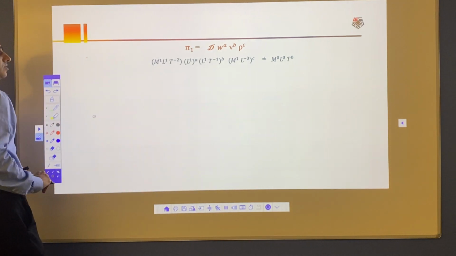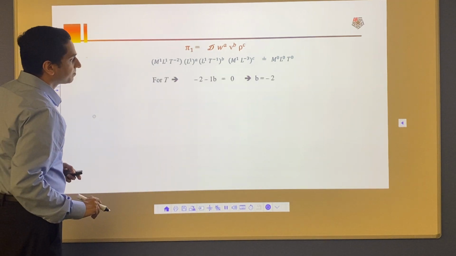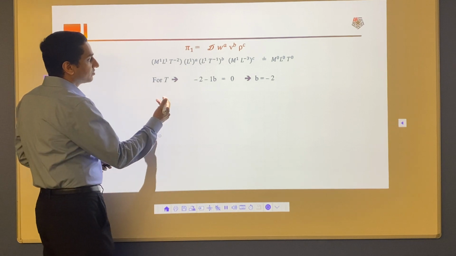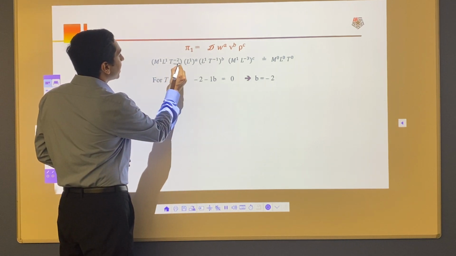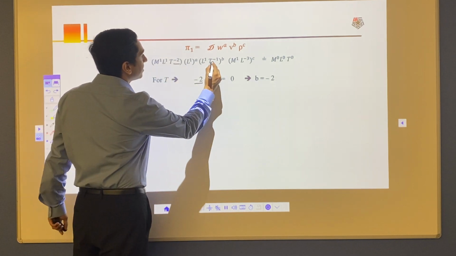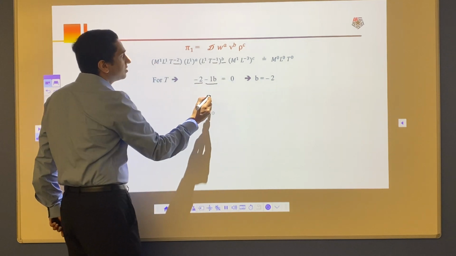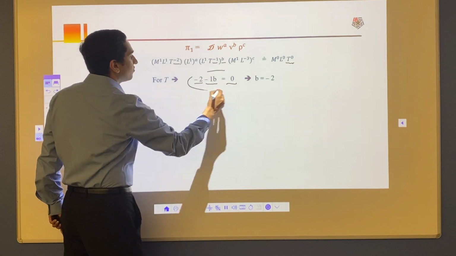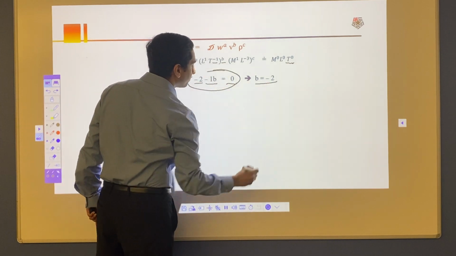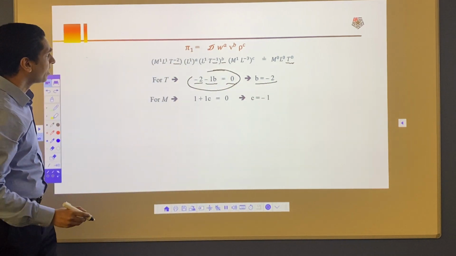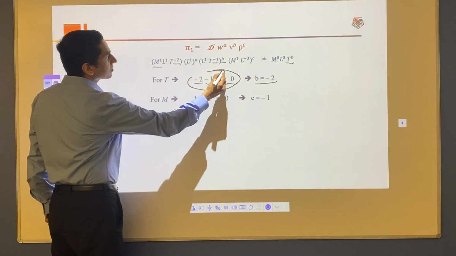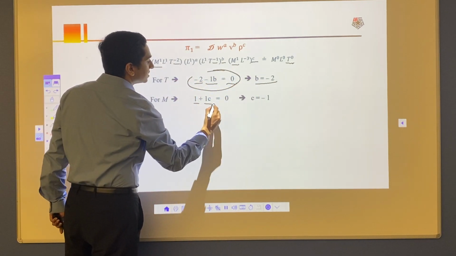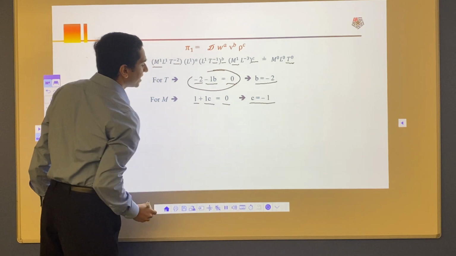You start with, let's say, T. It doesn't matter where you start. Let's start with T. So T, I have minus 2 here. I'm going to write down minus 2 here, then minus 1b here is equal to 0, and then I can get the value of b, minus 2. Then for M, 1 plus 1c is equal to 0, c is equal to minus 1.